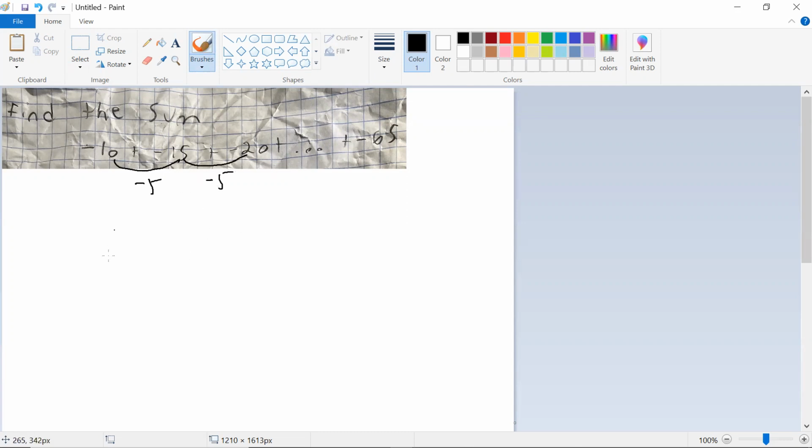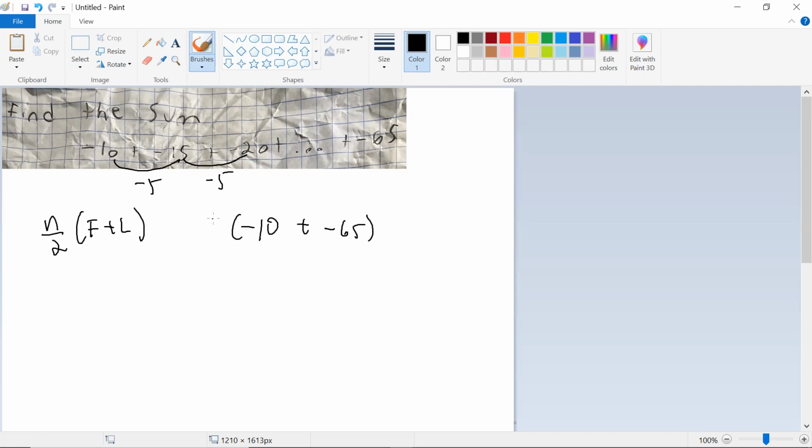So when I find the sum of an arithmetic series, I use n over 2 times the first term plus the last term. And we know the first term is negative 10. We also know the last term is negative 65. But what we don't know is n. We don't know how many terms there are.